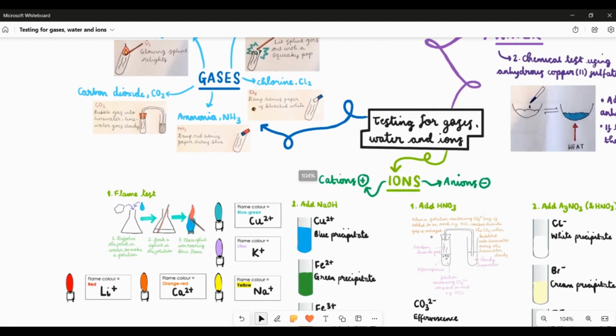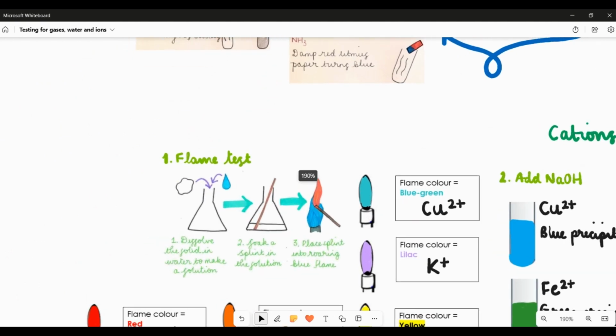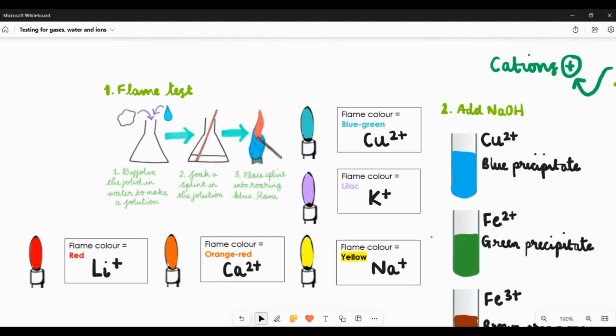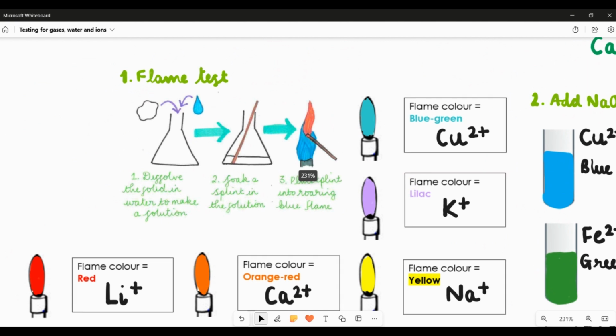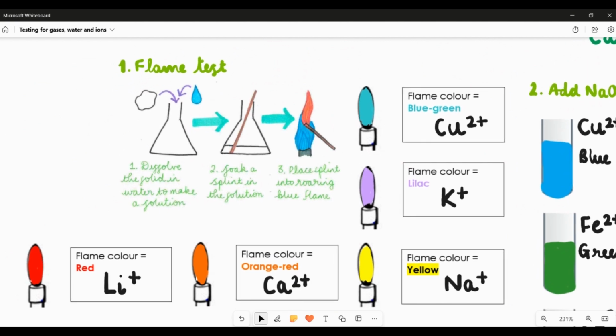So, starting with the cations, we would start by doing a flame test. Now, the flame test is usually done on a solution. So if you are provided with a solid, the first thing you would need to do is to dissolve the solid into water to turn it into a solution. Once you have the solution, you can soak a splint into that solution and then you can place the splint into the roaring blue flame.